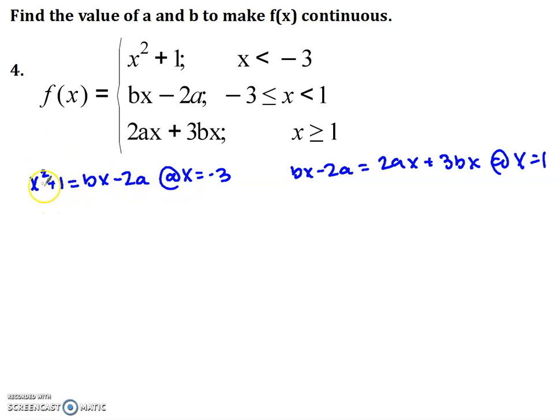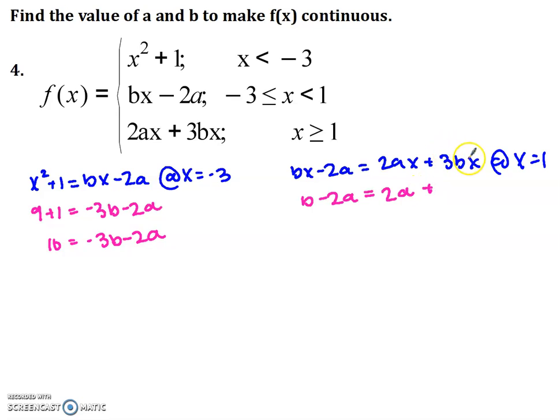So I'm going to plug a -3 in here, so -3 squared is 9, so that's 9 plus 1. This would be b times -3, so -3b minus 2a, and then I'm just going to simplify. So that'll give me 10 equals -3b minus 2a. Okay. Then the second set, I'm plugging in 1 for all of my x's, so that's b times 1 minus 2a. Then here I would have 2a times 1, so 2a plus 3b times 1 is just 3b.